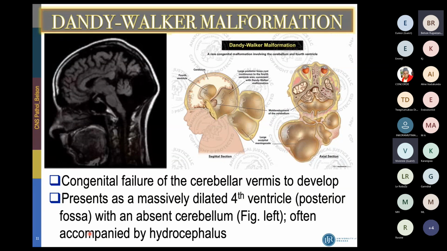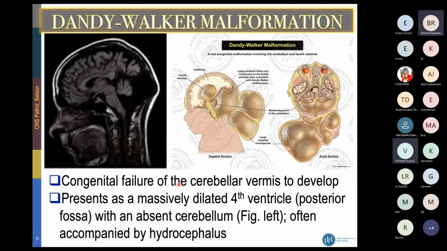So another condition is Dandy-Walker malformation. I think you can see the pictures here. Ichambere kiranga ankanga kuri picture, there is no cerebellum. On this CT scan image here, there is no cerebellum.